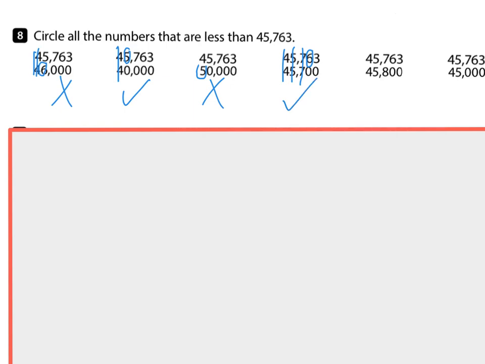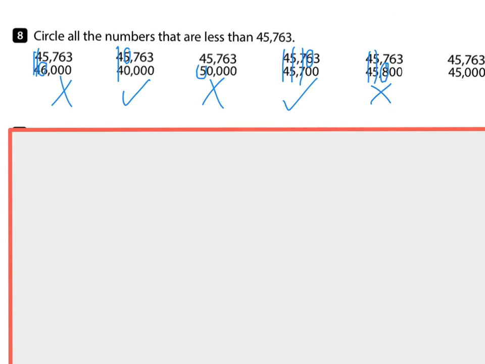We can see our 10,000s place are the same, our thousands are the same, and our hundreds place are different. So we compare those. The 8's larger than the 7. So 45,800 is greater than 45,763. So that does not meet our criteria.